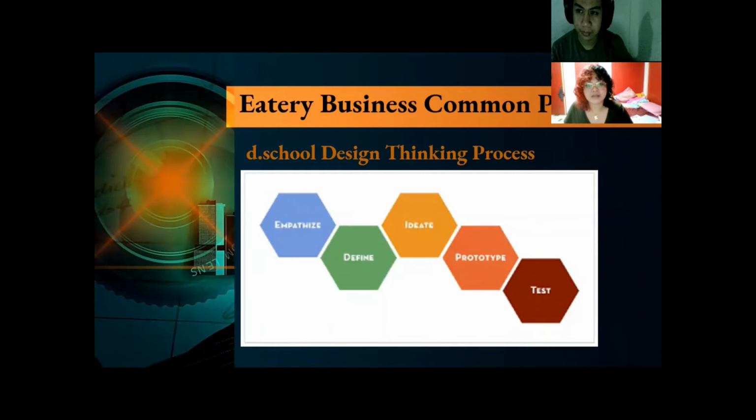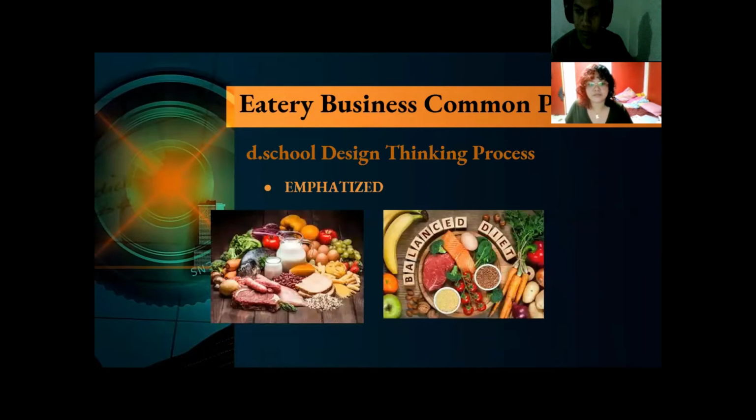In solving the problems, we can apply the D-School design thinking process. The 5 stages of the design thinking process according to D-School are empathize, define the problem, ideate, prototype, and test. Empathizing means putting your feet into the shoes of others. In this case, we are putting ourselves in the shoes of our customers. Of course, we want fresh food, yummy food, and a balanced diet, and a variety of foods we can choose from every day.